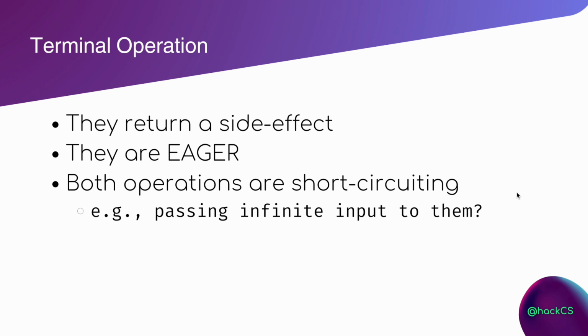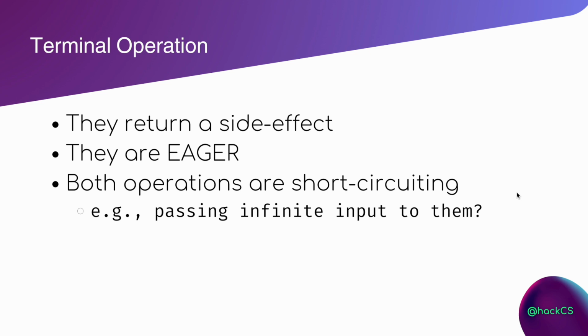Both intermediate operation and terminal operation are short circuiting. Short circuiting here means, this term is derived from short circuit. Short circuit is an electrical term where if there is an electricity failure, then there might be a possible cause that there is a short circuit. What does that mean here? Let's understand with an example.